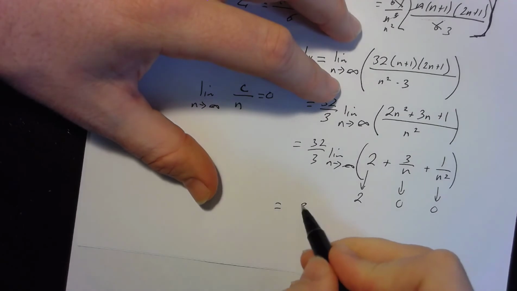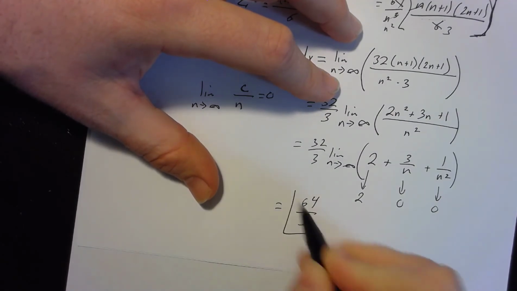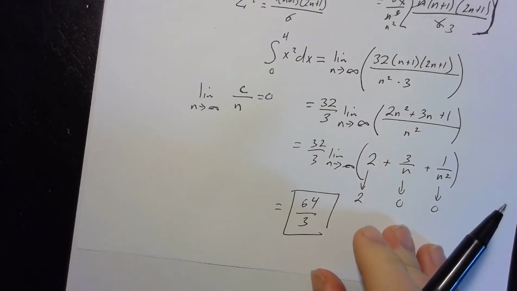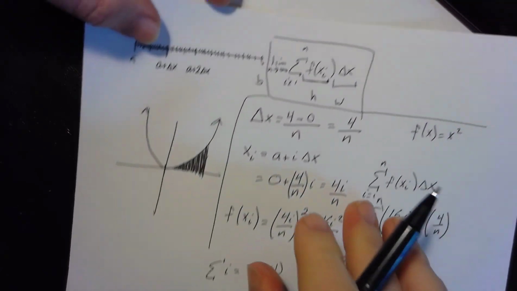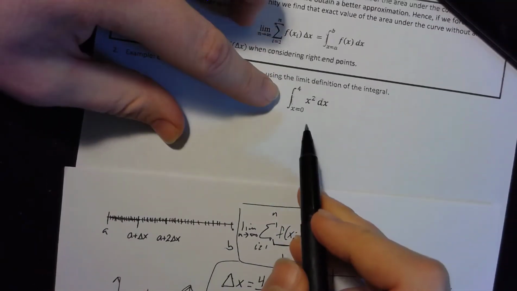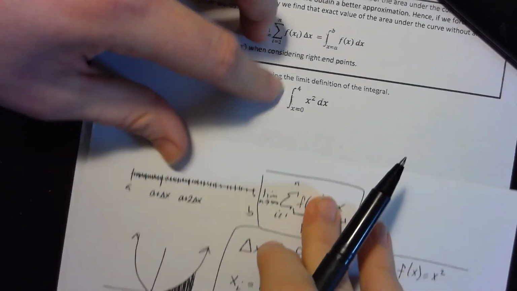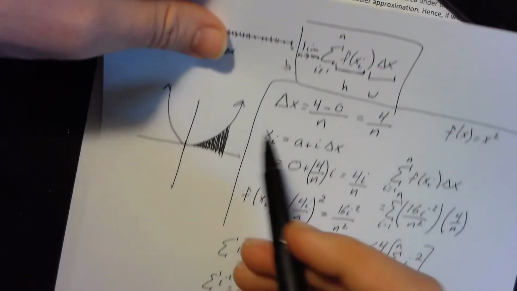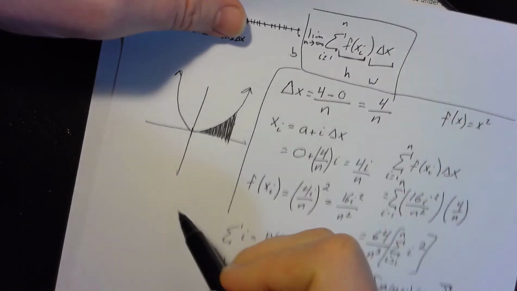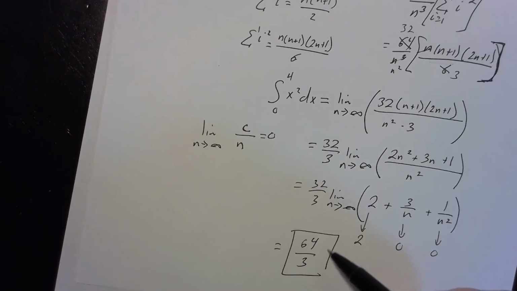So I end up with 64 divided by 3 as the area under the curve of this function exactly, not approximated, exactly, given that we've taken this region and sliced it up into an infinite number of rectangles and evaluated those areas added up.